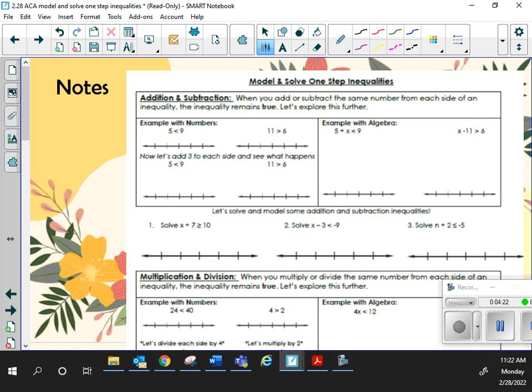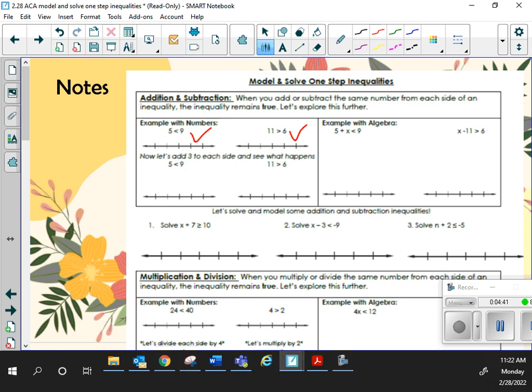Do we agree with this statement that 5 is less than 9? Is that a true statement? Yes. Great. Check. What about this one? 11 is greater than 6. Is that a true statement? Yes. I'm not going to bother graphing these out because y'all got it. But let's look at what happens. It says, now let's add 3 to each side.